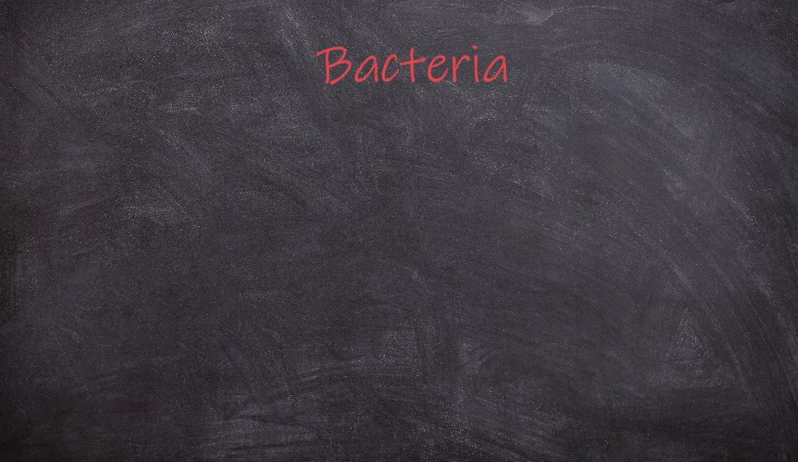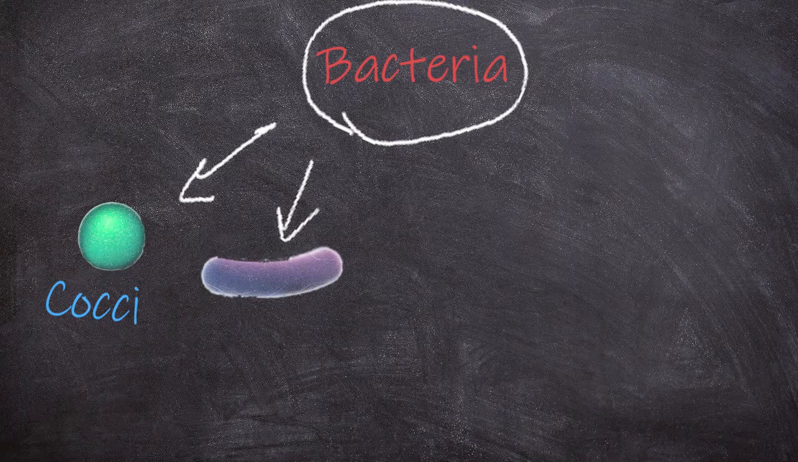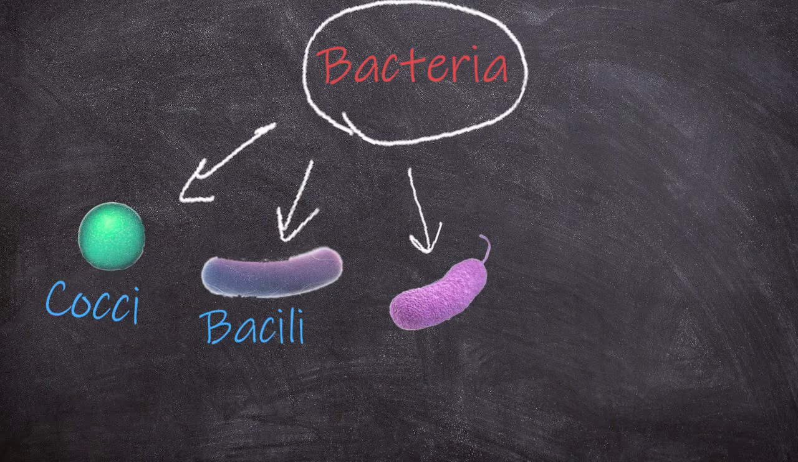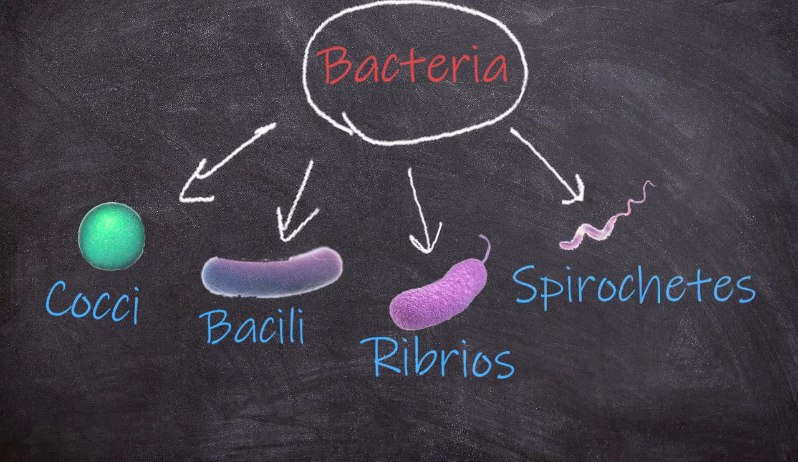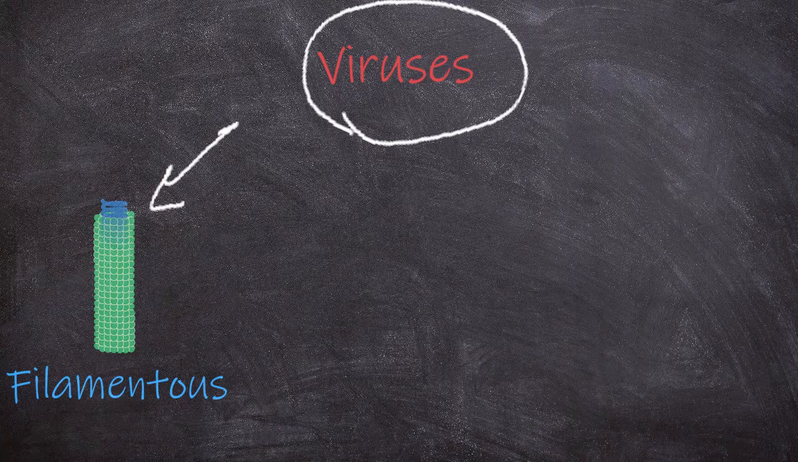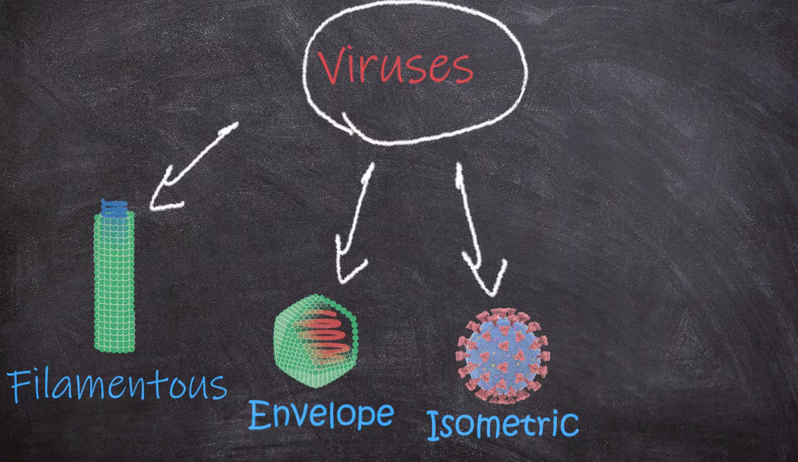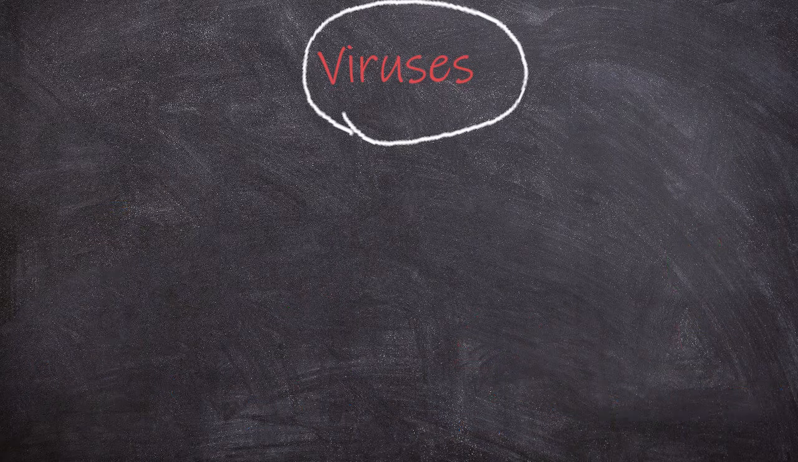Concerning the shape, bacteria has 4 shapes. Round and spherical bacteria, aka cocci, rod-shaped bacteria, aka bacilli, comma bacteria, aka vibrios, and finally corkscrew bacteria, aka spirochetes. On the other hand, viruses have 4 shapes: filamentous viruses, icosahedral viruses, envelope viruses, isometric viruses, and finally head and tail viruses, aka bacteriophages.